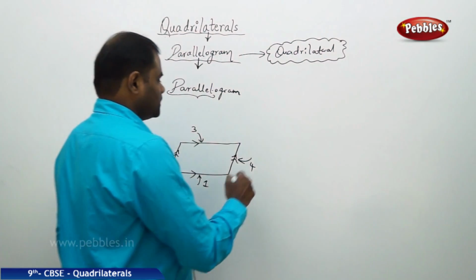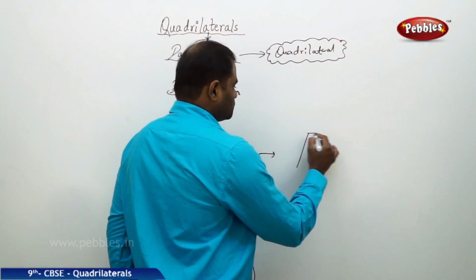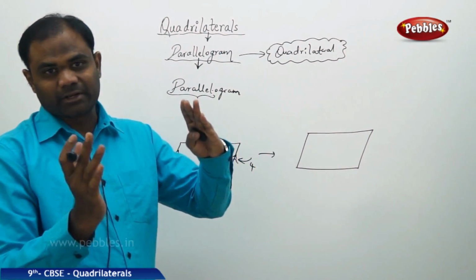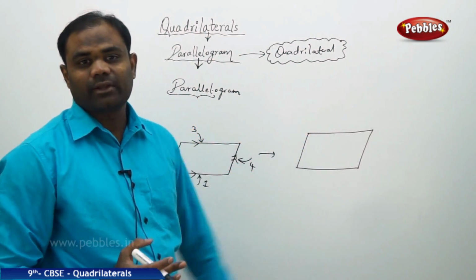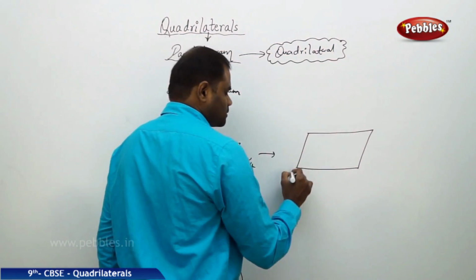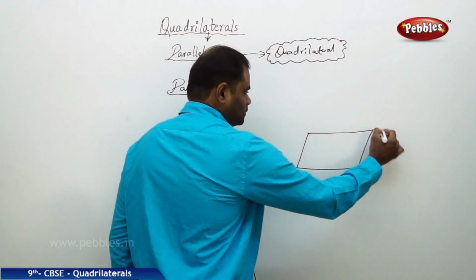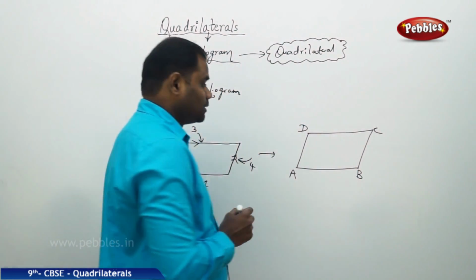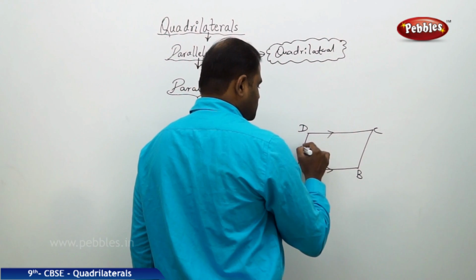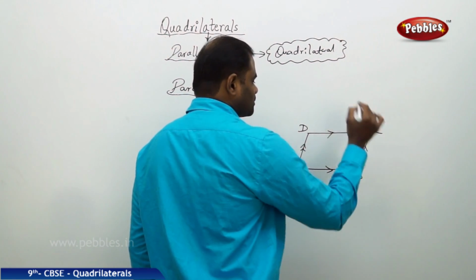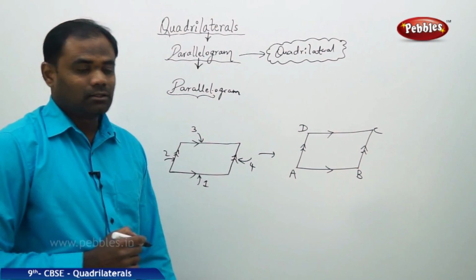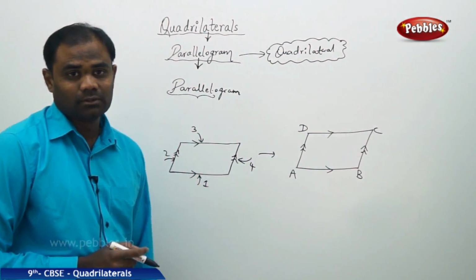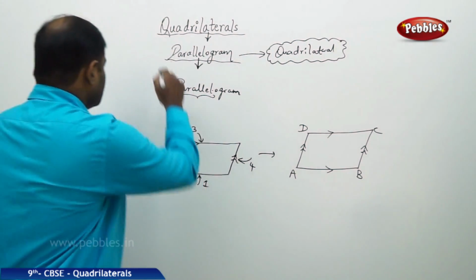So here I understand a parallelogram to be in the shape of a rectangle, a sleeping rectangle or a slanting rectangle. In this case, ABCD is a parallelogram such that this is parallel to this, and because they are parallel, I have also noticed that the opposite sides are equal. Let's see that in brief.